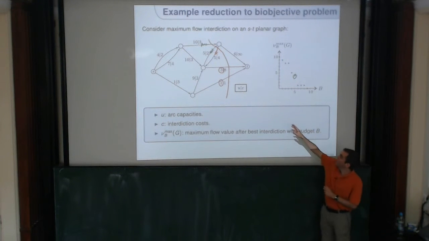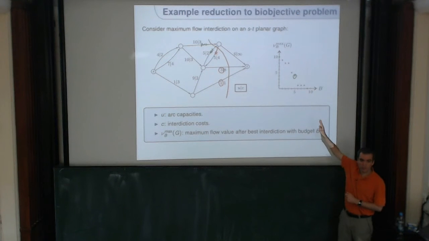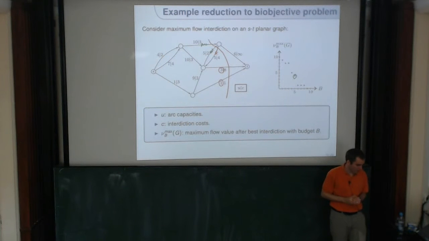So if you remove the two green arcs, you need budget 5 to remove them, and then you have created an SD cut of value 4. So that corresponds to that grid point here on the right-hand side. Okay, so far so good. So that's the problem. Of course we're given a fixed budget, and we want to find the best interdiction strategy for that budget.